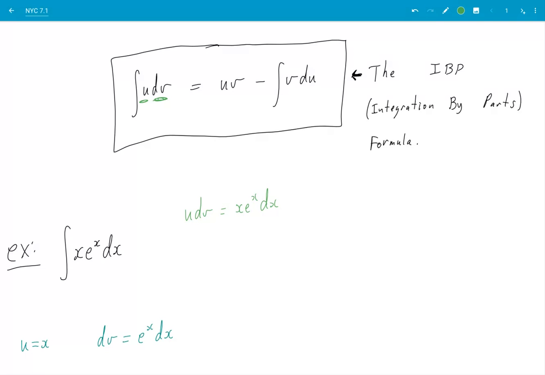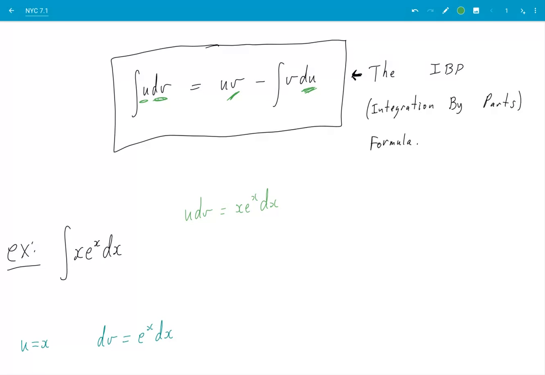Anytime you make a choice of u and dv, you're going to need to double check that u times dv actually equals this bit here. Okay, for the rest of the formula, oopsie daisy. I've got u and dv down here, but I'm going to need just v, right? I'm also going to need du.